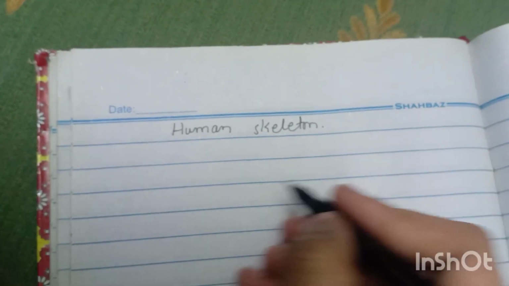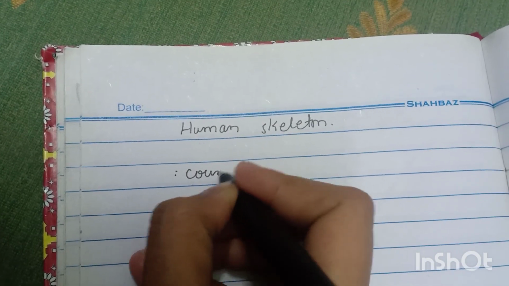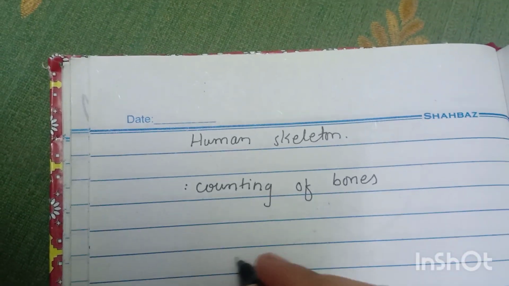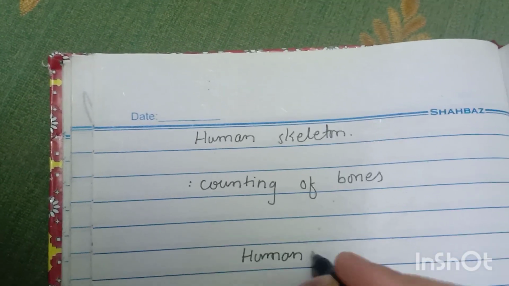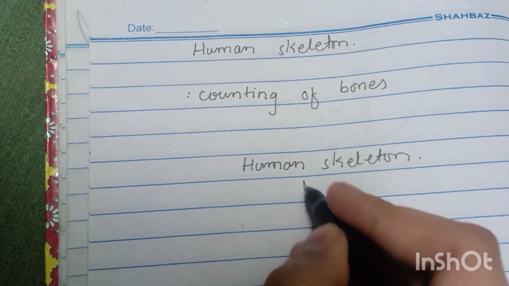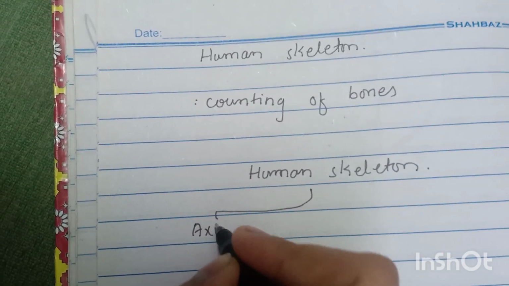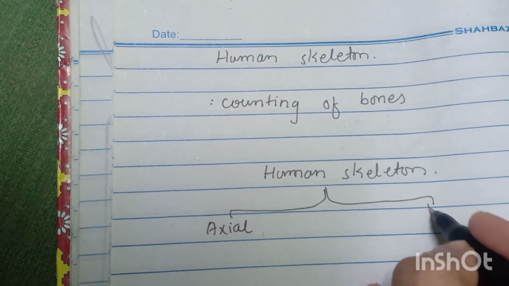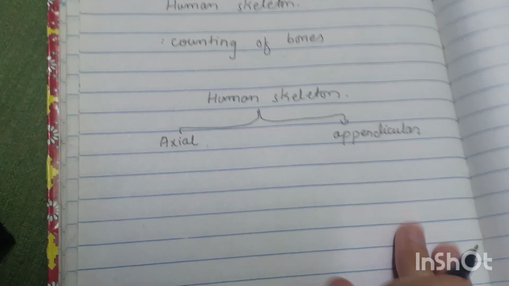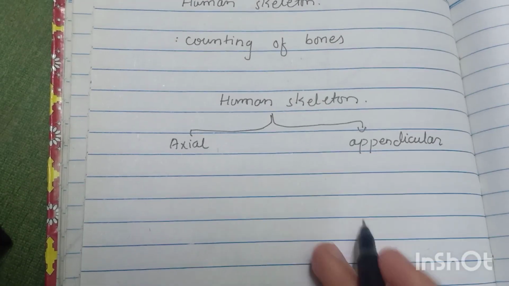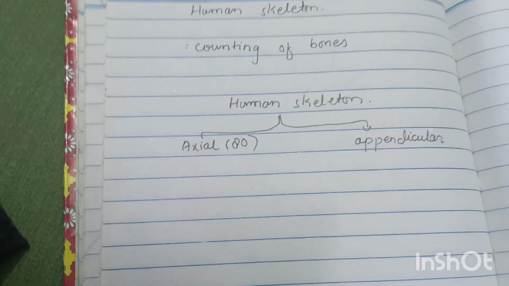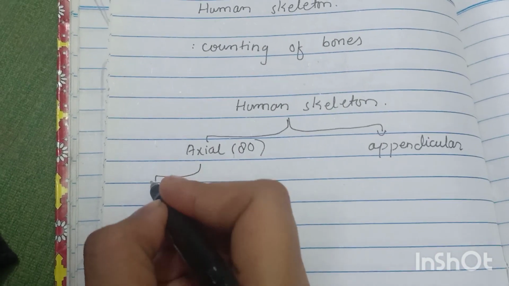So here what I am actually doing is the counting of bones, right? First of all, the human skeleton. Let's divide the human skeleton into two for simplicity: the axial and the appendicular. Okay, so here we have divided both of them, axial and appendicular. First of all, in axial we have 80 bones, right? Now how 80? Okay, I'm elaborating it. First of all, let's divide this for more simplicity.